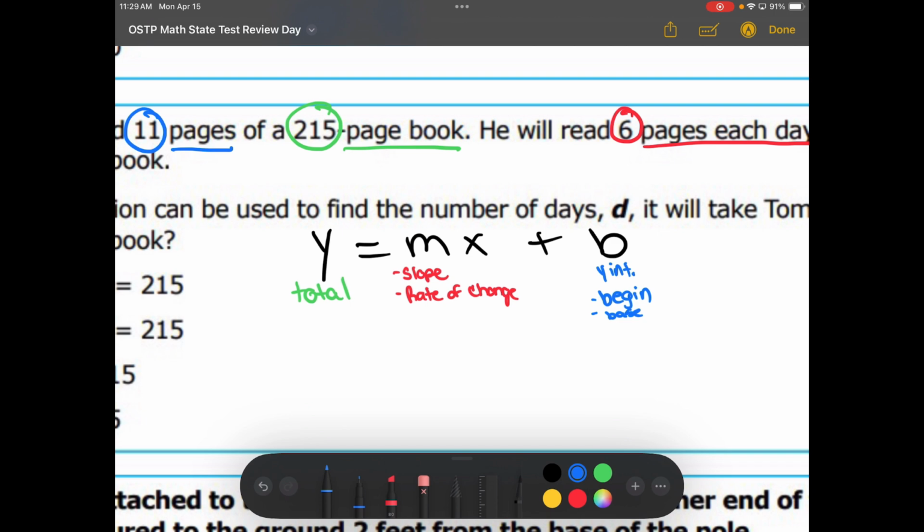So first off, what's our total amount? How many pages are in this book? So that's what we're going to put, 215 for the total. Equals. So he's going to read 6 pages per day. And they said use D for day instead of X. But what is he starting with? 11. He's starting with 11 pages.